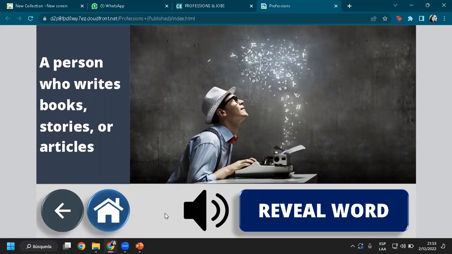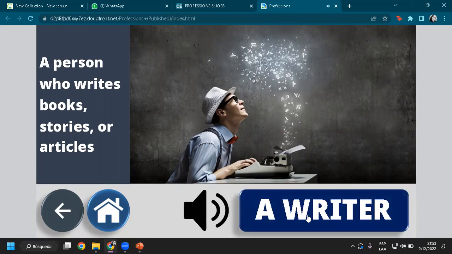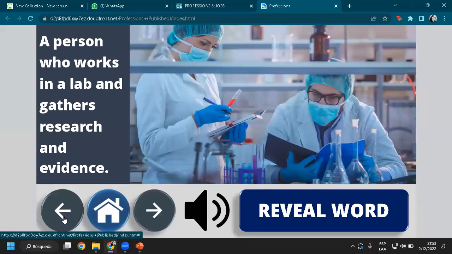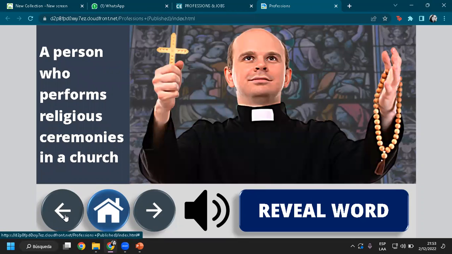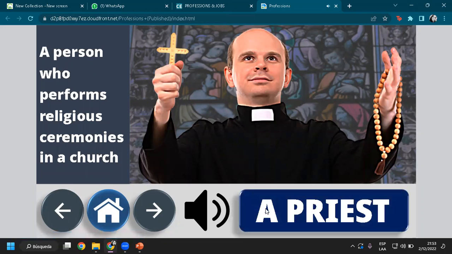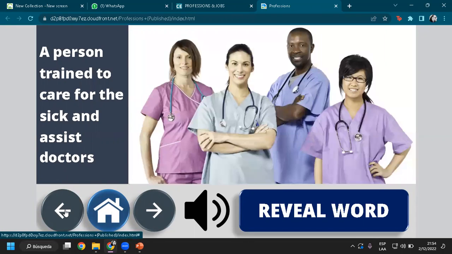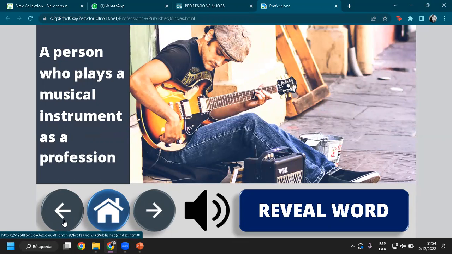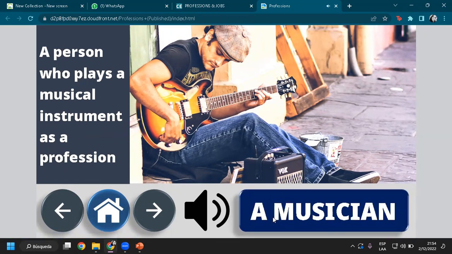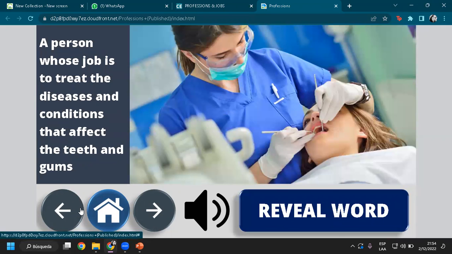Mecanógrafo. ¿Cómo digo escribir? Write. ¿Cómo digo escritor? Writer. Very good. Okay, let's see if you memorize it. How can I say this word? Priest. Okay, how can I say this one? Photographer. This one? A nurse. And this one? Musician. Okay, very good. What about this one?